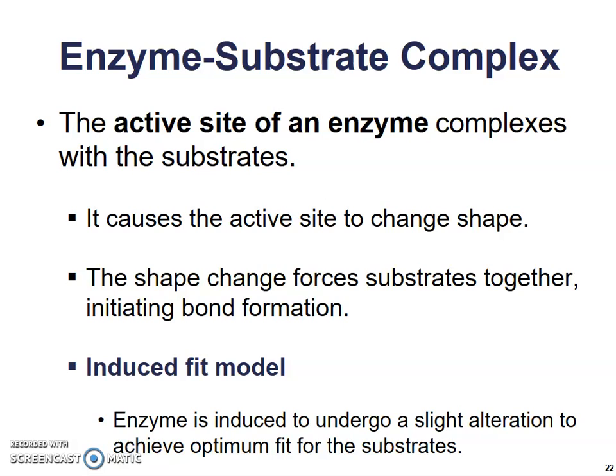Enzyme substrate complex. The active site of an enzyme complexes with the substrates. It causes that active site to change shape, and the shape change forces substrates together, initiating bond formation. So basically, the reactants come to the enzyme, okay? The active site changes shape, and the two things come together and form our final product, or in some cases, the substrate for the next one.